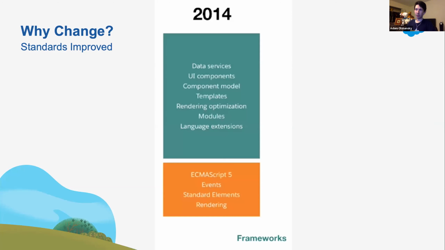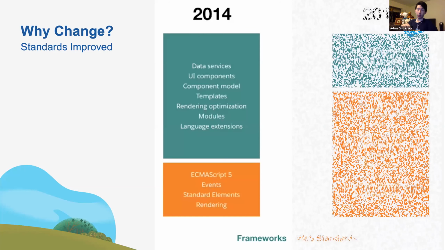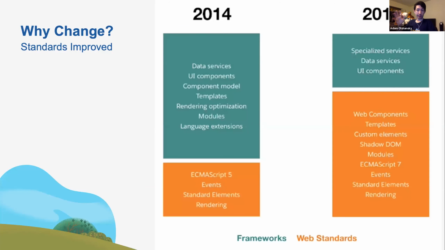But if you fast forward to 2019, we see that balance has actually shifted quite a bit. So now our orange box, our web standards, are actually handling a lot of the heavy lifting for us. And so the frameworks can be a lot more lightweight, which also means that when you're changing framework to framework, there's not as much stuff you have to relearn because the web standards are staying the same, which is great.